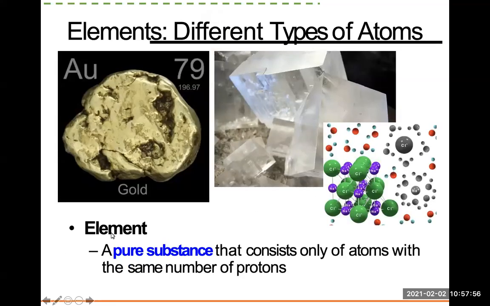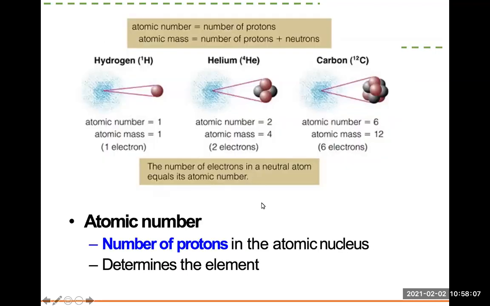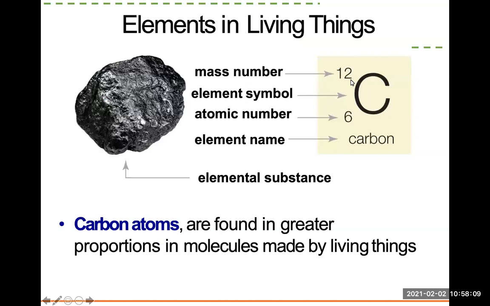And then the definition of element is a pure substance that consists only of atoms with the same number of protons. If it's two different ones coming together, it's a compound. And make sure you remember this photo. This is the mass number. This is the element number, the atomic number. I might give you this photo on the exam and ask you which one is the atomic number, and you don't want to tell me that this is the atomic number when it's the mass number. So just make sure you know which one is which.